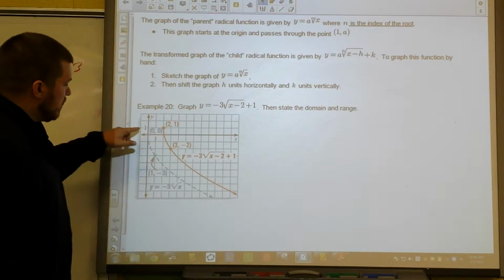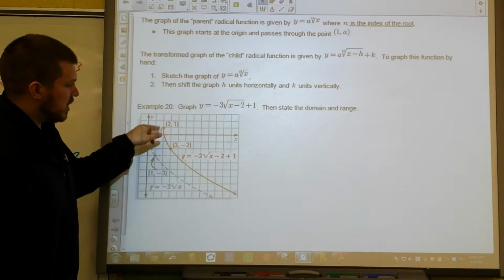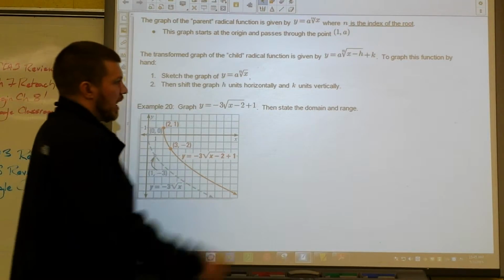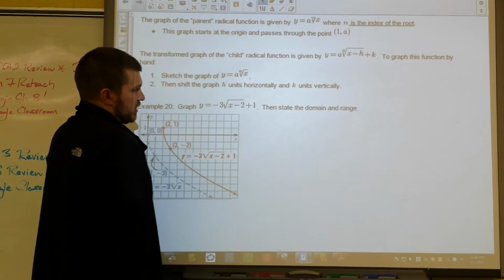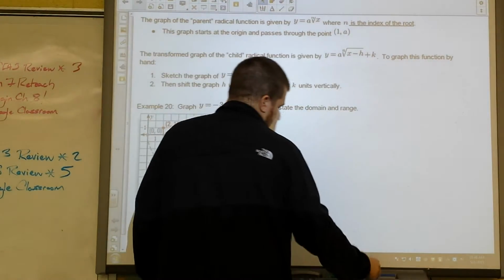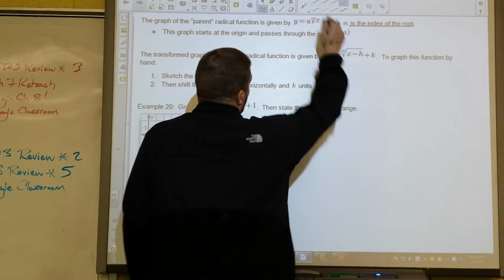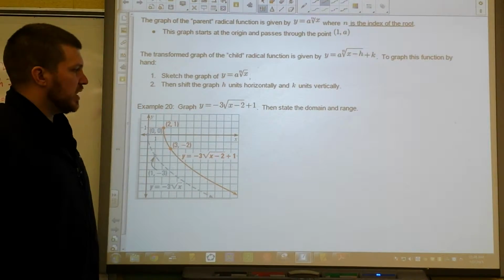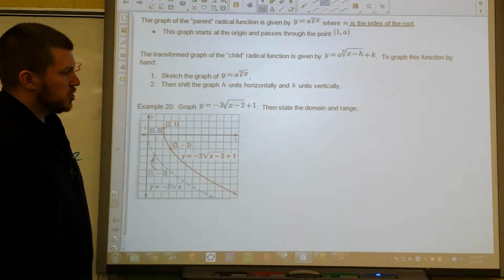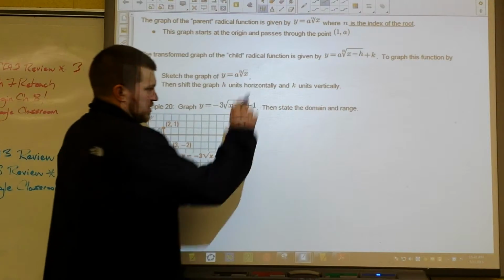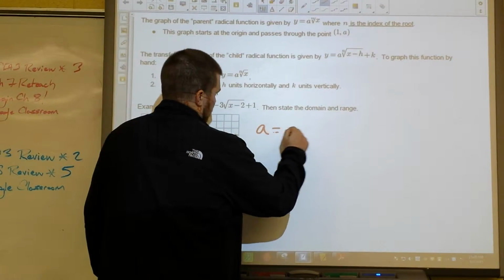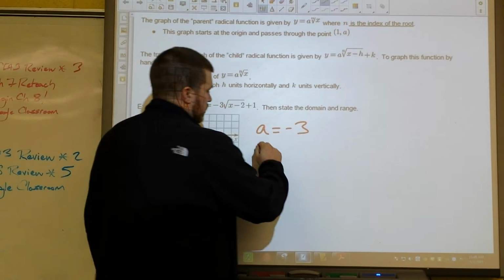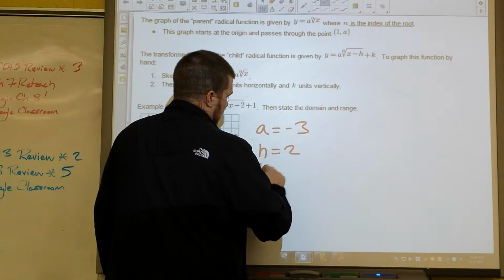Okay, so here in blue is the parent function, in red is the child function. I've actually already graphed those. But let's talk about how the child function that we have in example 20 matches up with our model. So here's the model for the child function. In example 20, I have y equals negative 3 times the square root of (x minus 2), plus 1. Based on the model, that means that a is negative 3, h is 2, and k is 1.